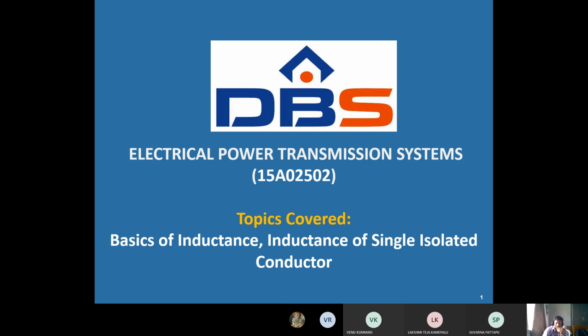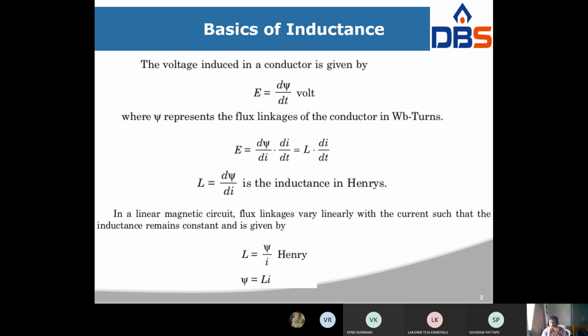Psi proportional to I, psi is equal to LI. So L is equal to psi by I. The unit of inductance is Henry, right? Sometimes we can calculate it as L is equal to d psi by dt, change in flux linkages with change in time. Now we have to determine the voltage induced in a conductor, that is d psi by dt. So E is equal to L into di by dt. Voltage across the inductor, VL is equal to L into di by dt.